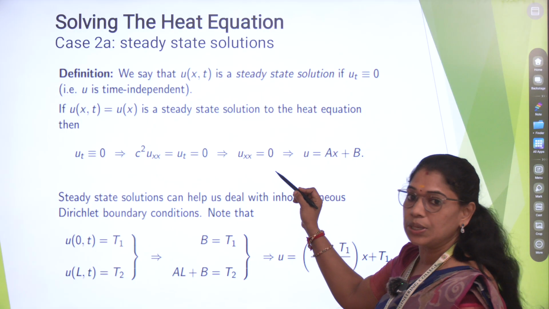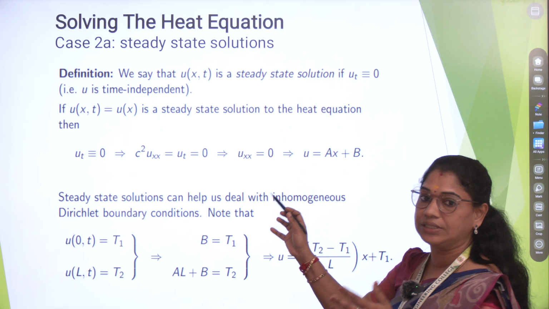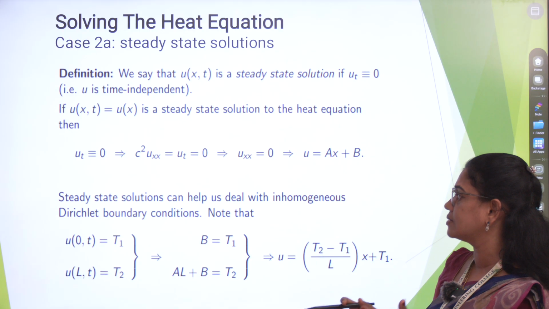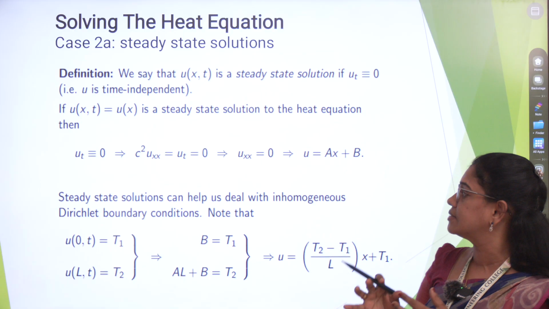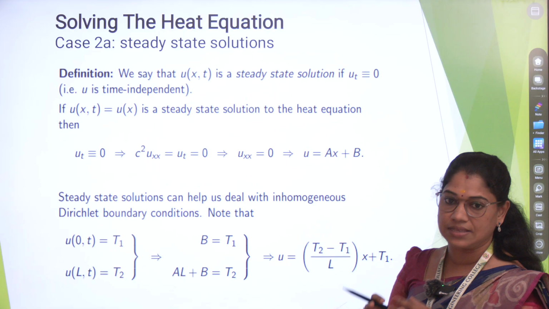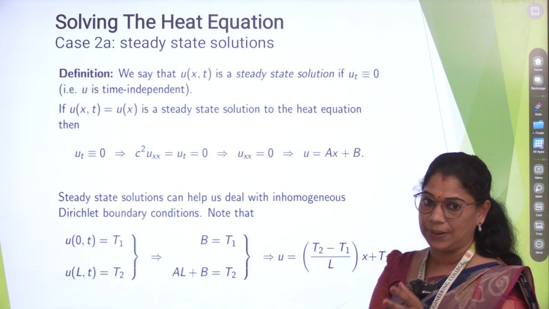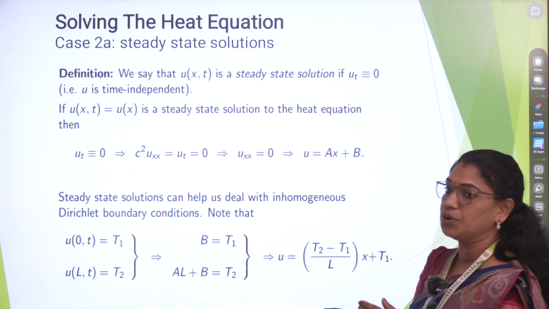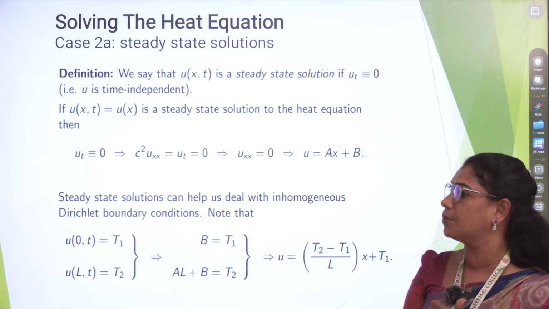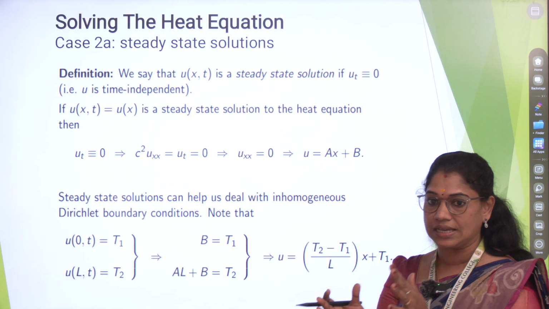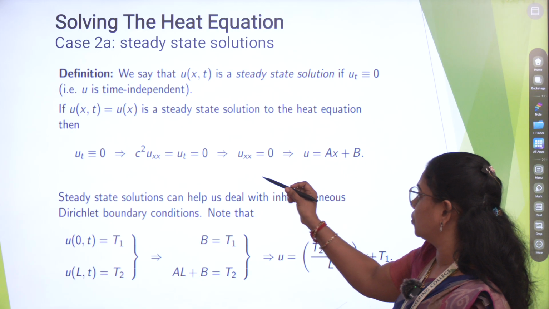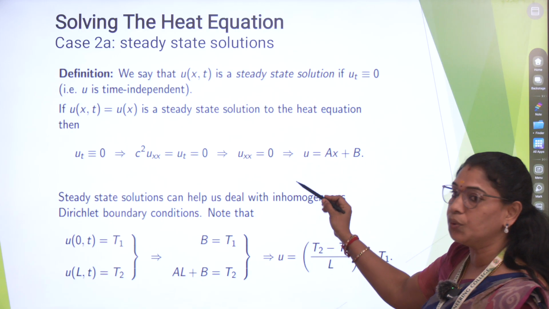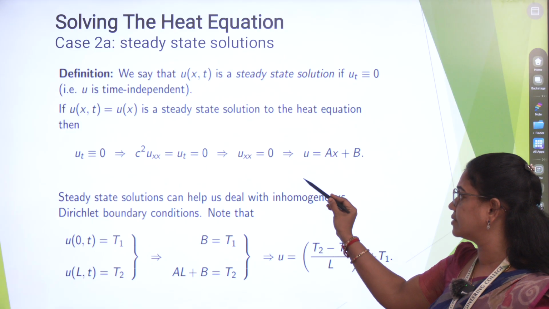So ux is equal to 0 implies u double x is equal to 0, because the formula ut is equal to 0 implies c square u double x is equal to 0, since ut depends on the time, on the interval 0 comma L. L means the interval. So ut is equal to 0, u double x is equal to 0.